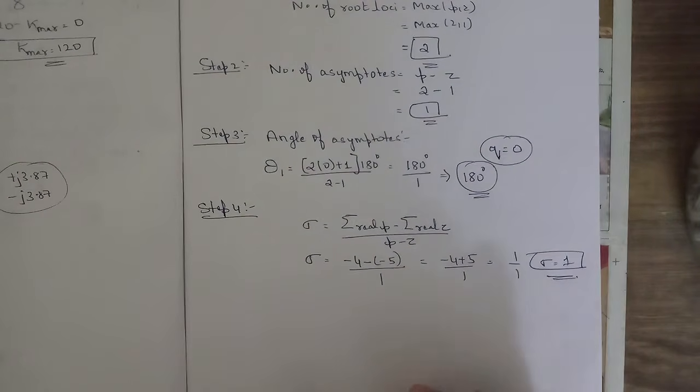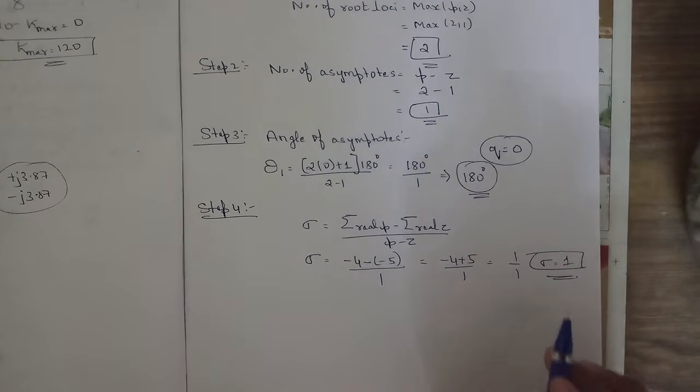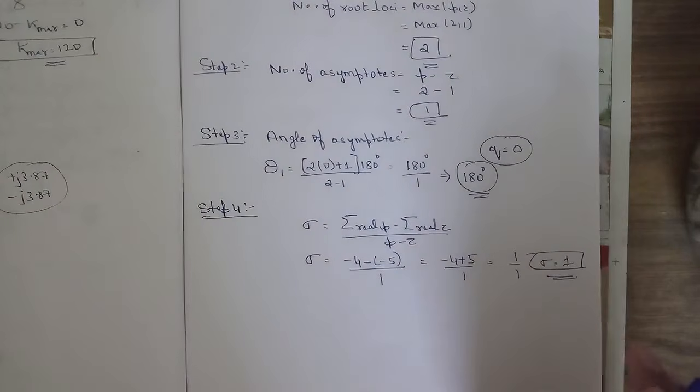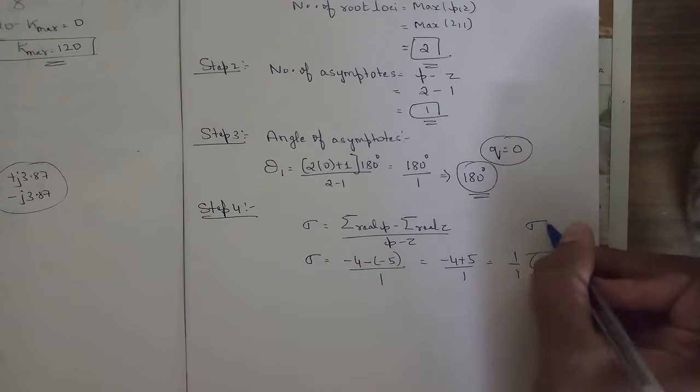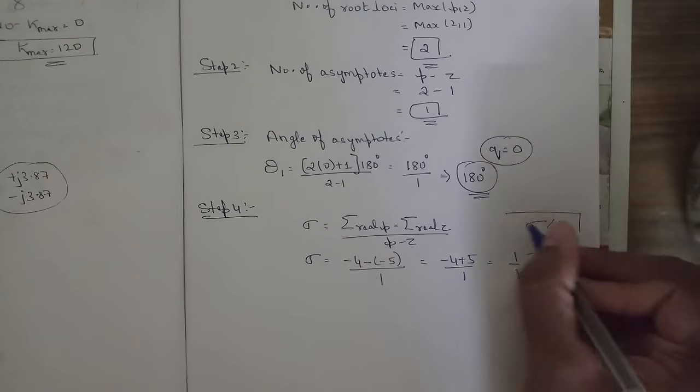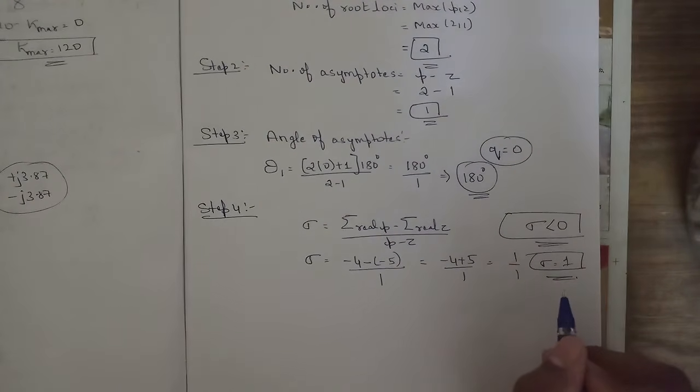But I forgot to tell you, the centroid should always be less than 0. There is one condition for centroid, that it should always be less than 0. So here in this case we have got centroid as 1.